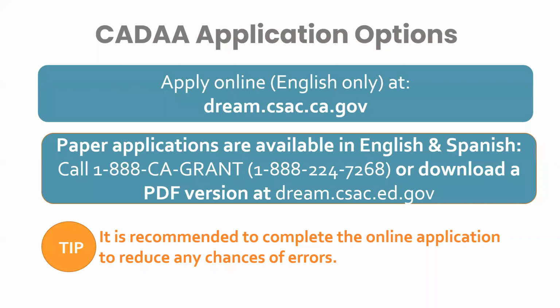Now, for those filling out the California DREAM Act application, it's a little different. They can also fill it out online, but the online application, for some reason, is only available in English. Paper applications are also available for the California DREAM Act application in either English or Spanish. They can either download it from the website or call the number listed to get the paper application as well. And again, we recommend that they fill it out online if English is their preferred language.